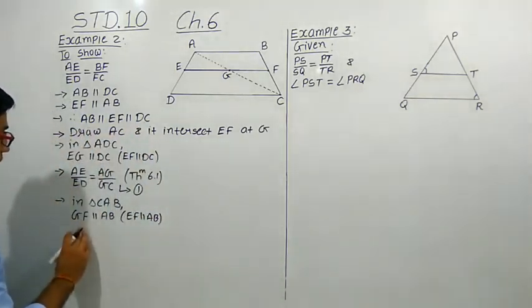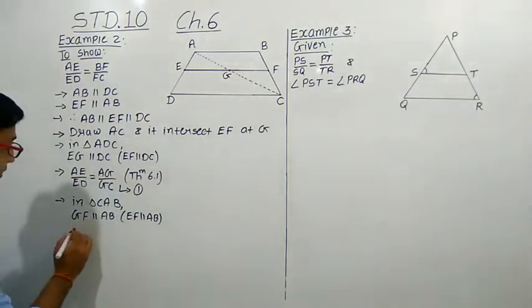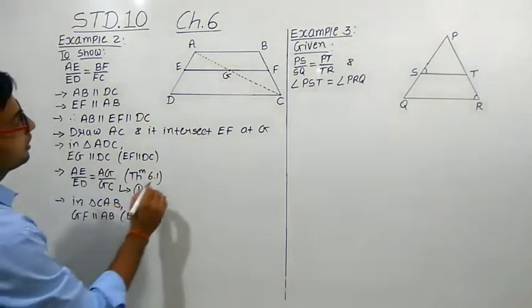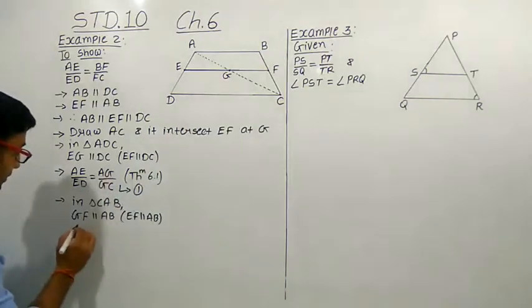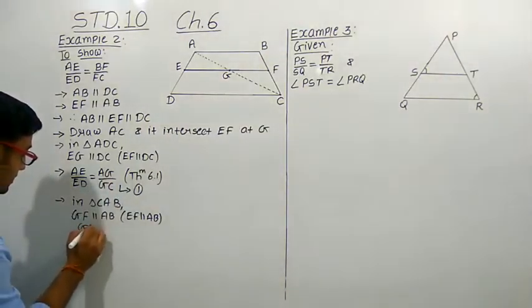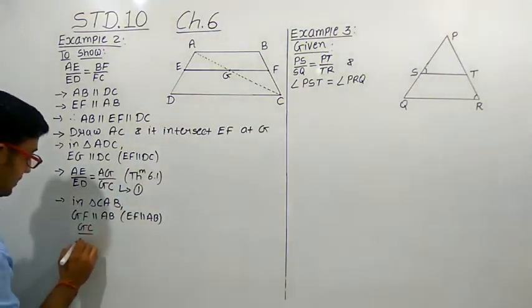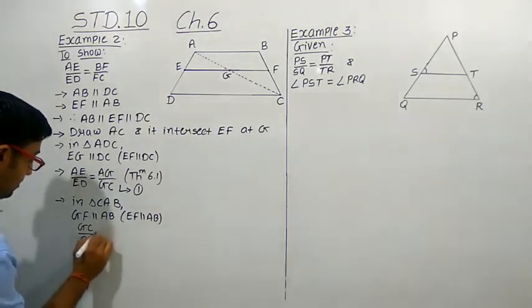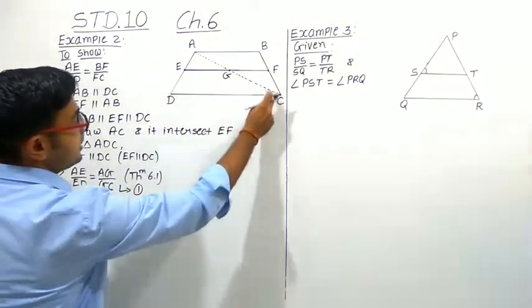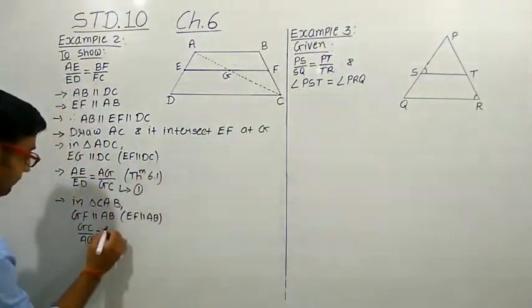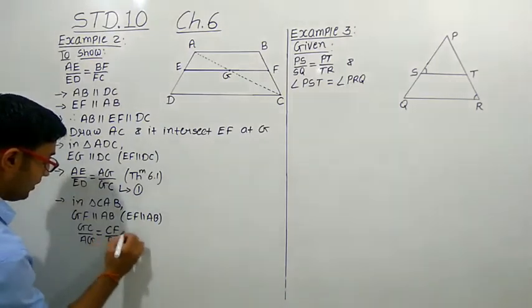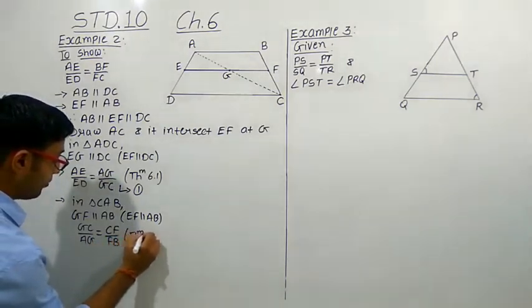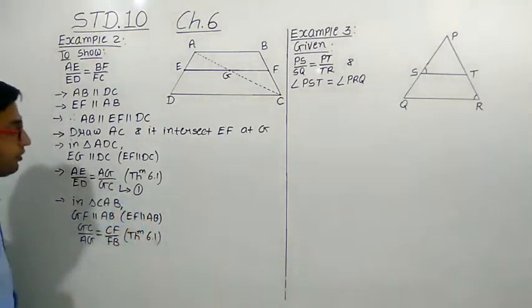Right? So again, according to this theorem 6.1, we can write that CG upon AG is equal to CF upon FB. This we can also write according to theorem 6.1.